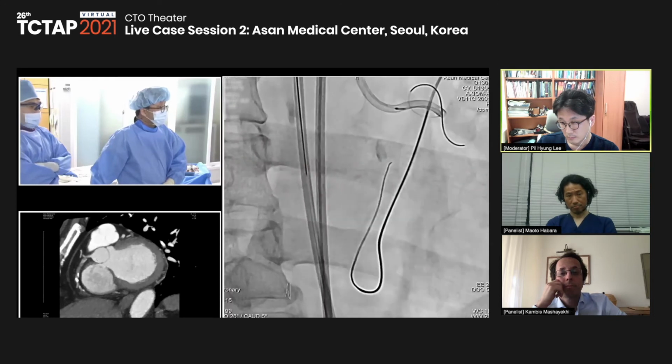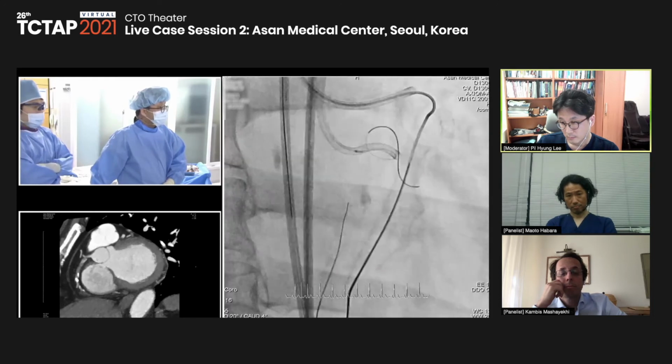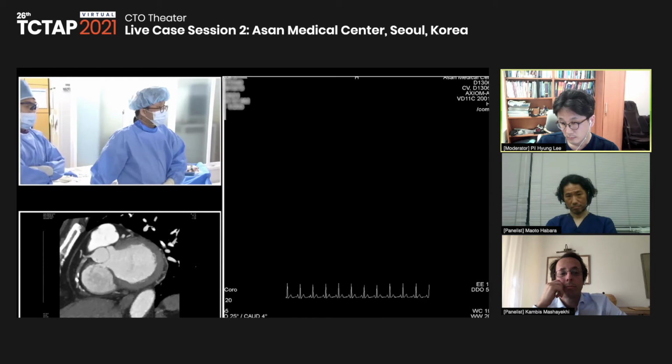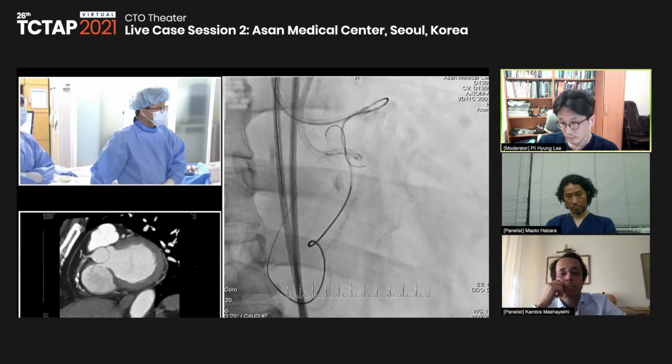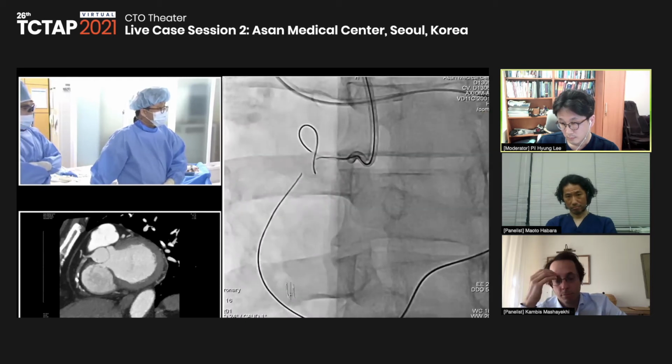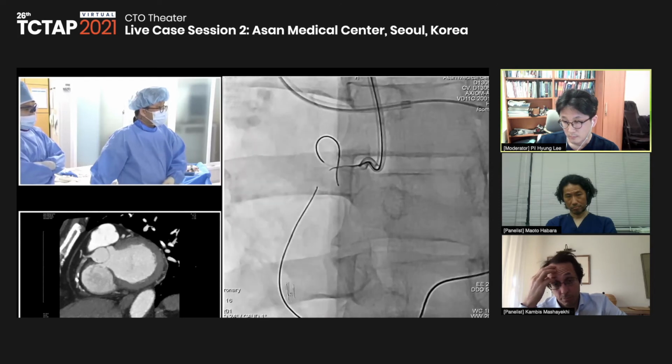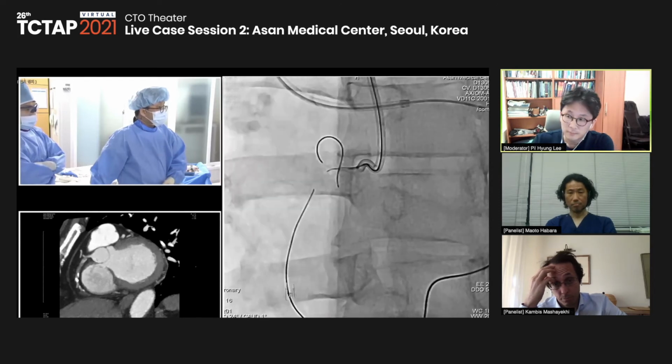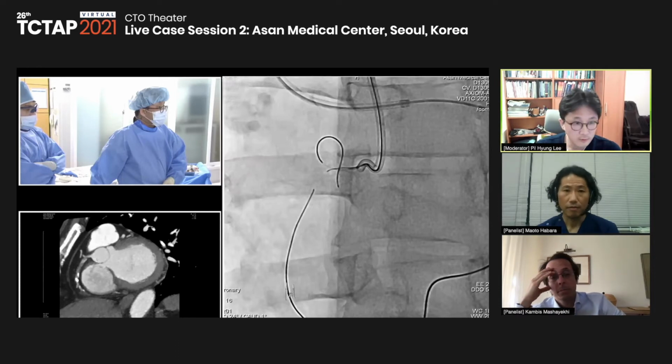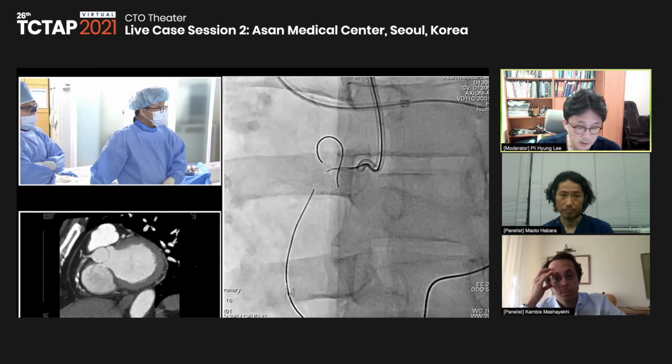So the next thing I did, of course, I had to do the antegrade wiring, at least for the preparation, or the wiring, or the reverse CART. You saw that I changed the microcatheter from the Caravel to the Corsair. So the Caravel could not go in toward the proximal RCA at the distal. It will never go in.